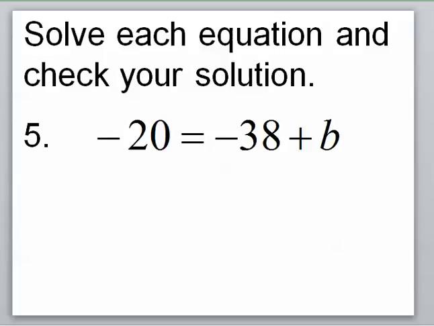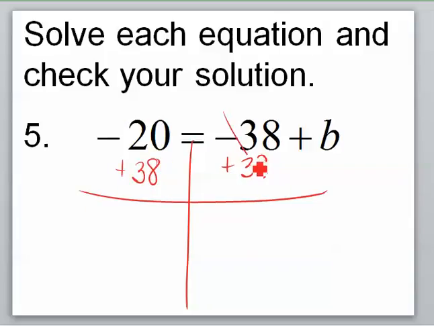My next example here, I am trying to get rid of a negative 38. The way I'm going to get rid of a negative 38 is by adding 38 to both sides. This creates the 0, and this says I owe somebody $20. I have 38, so I'll still have 18 after I pay them back.